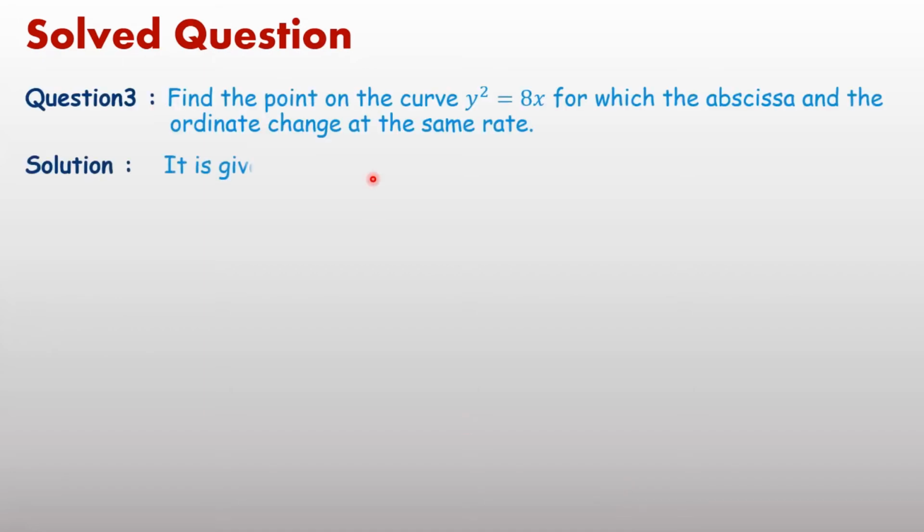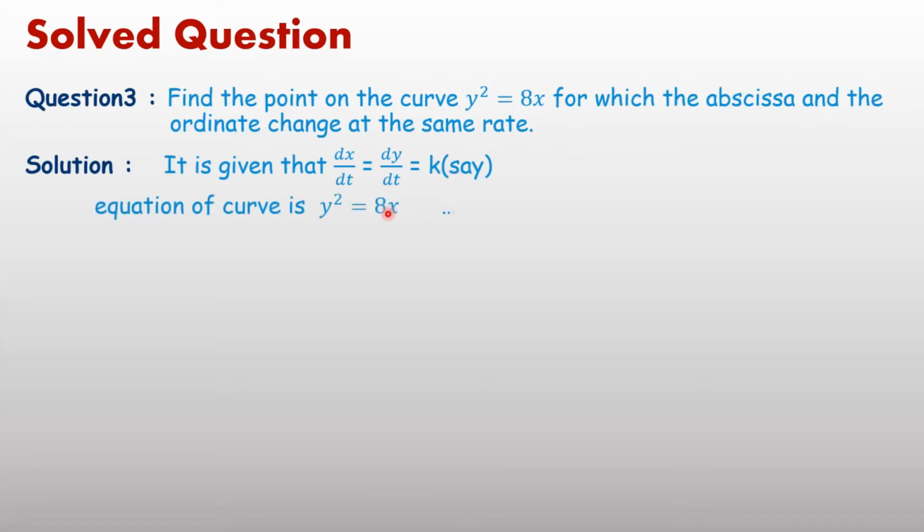Now next question. Find the point on the curve for which the abscissa and ordinate change at the same rate. Rate of change of abscissa means dx by dt, and rate of change of ordinate means dy by dt, and both are the same, means dx by dt equal to dy by dt equal to k, as assumed.